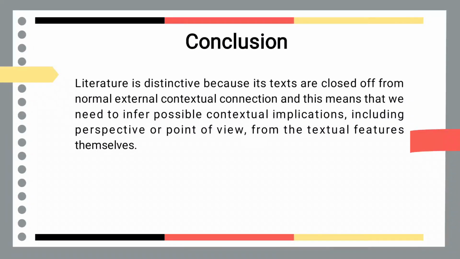So in conclusion, literature is distinctive because its texts are closed off from normal external contextual connection, and this means that we need to infer possible contextual implications, including perspective or point of view, from the textual features themselves. So although in non-literary texts we can decode meanings and interpretations outside of the text or external non-linguistic features that contribute to the entirety of the discourse, literary text is different. We can only interpret the meanings from what we see inside the text or the present linguistic features inside the text. So that's the end of my discussion.